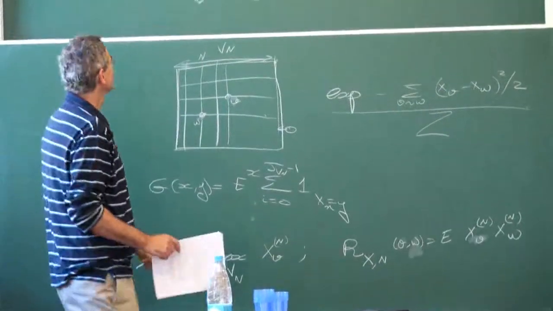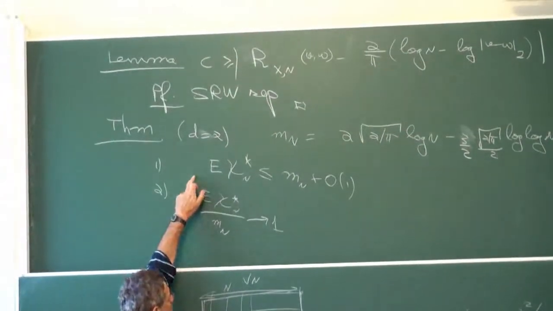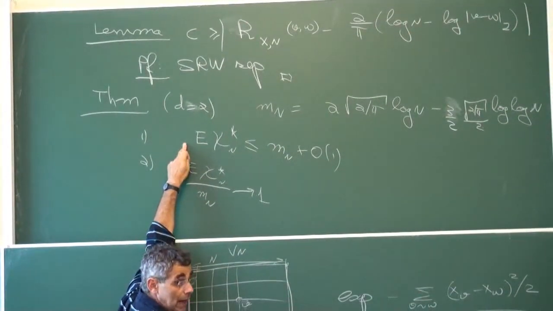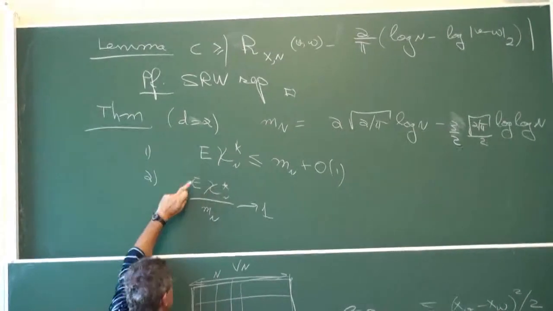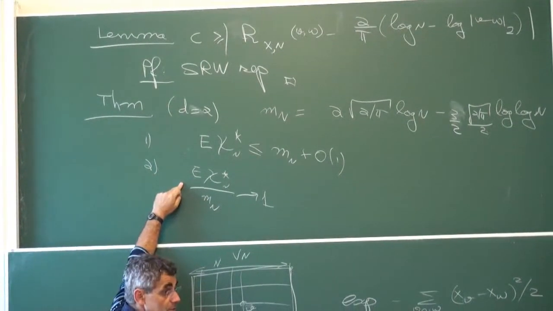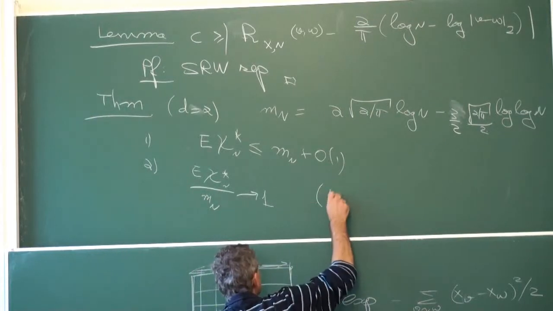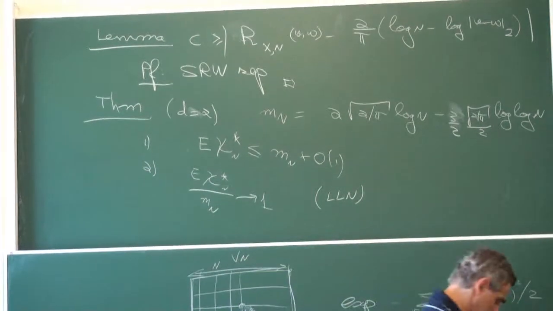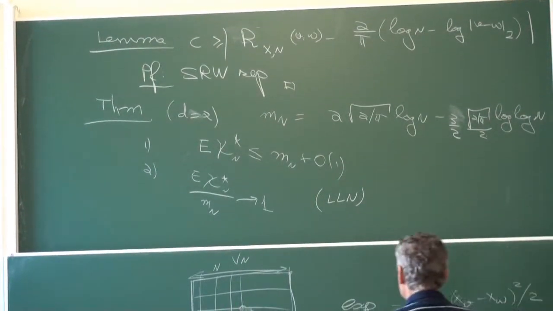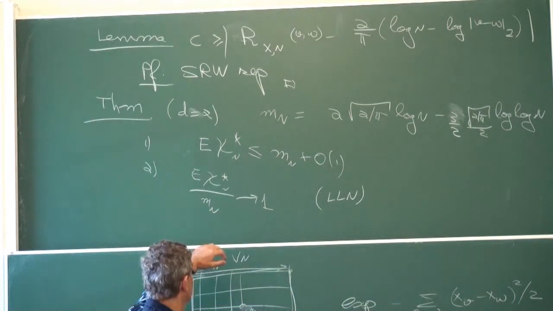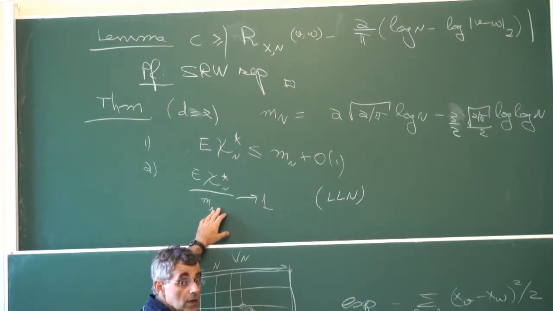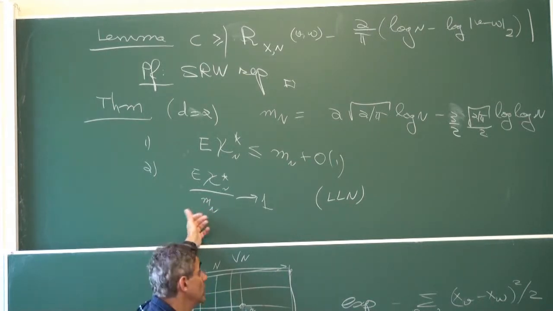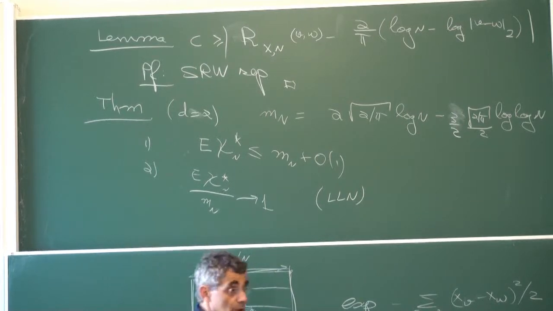So there are 2 items here. I'm sorry for those who couldn't see it before. The first item is an upper bound up to order 1 on the expectation. The second item is a law of large numbers, and this convergence is in probability. And finally, of course, once you have something about the expectation, you can apply Borell's inequality, and it gives you whatever it gives, which is some fluctuations of order at most square root of log n.